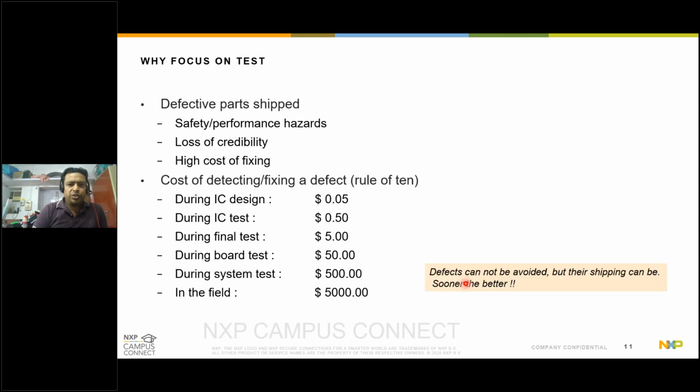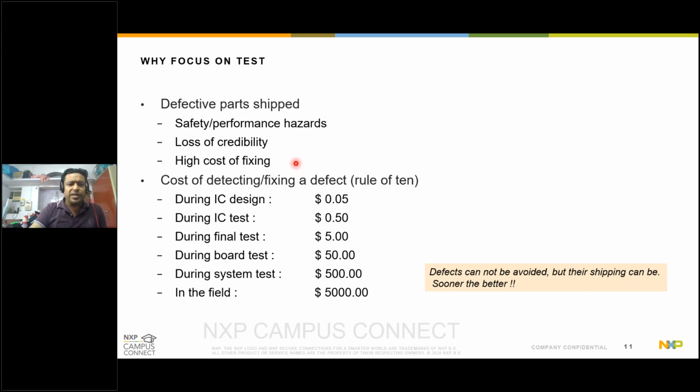Okay. So now we have seen what defects are, and why it is important to screen these defects. Now let's try to understand why testing your chip is so important. One thing we have already seen is that a defective part can cause safety and performance hazards, right? And obviously a bad product is a loss of credibility to the manufacturer, and it also has a high cost associated with it if you try to fix the fault in the field.